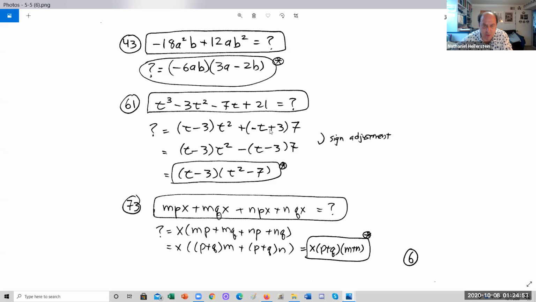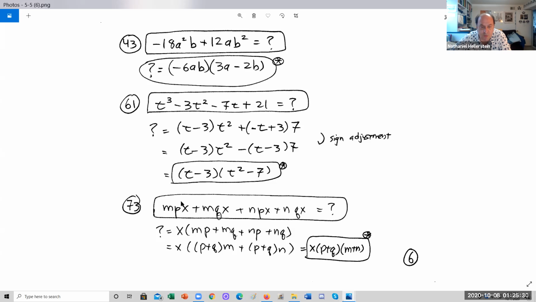Now, we're not quite right. This is t minus 3, and this is negative t plus 3. They are not quite the same, but all they differ by is a factor of negative 1. So what we do is we pull out a negative 1 factor, and that flips the sign in here. So we have t squared times t minus 3, minus 7 times t minus 3. Now we have a common factor of t minus 3, leaving behind t squared minus 7. So t minus 3 times t squared minus 7.